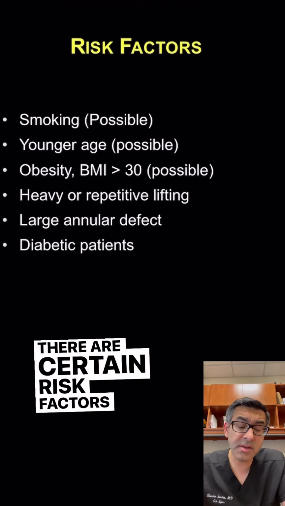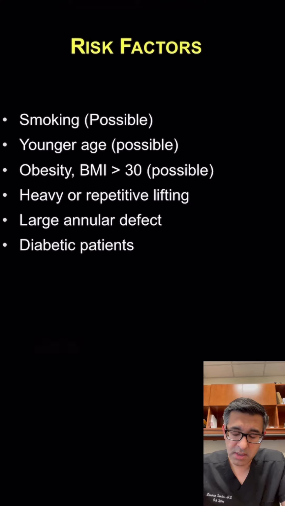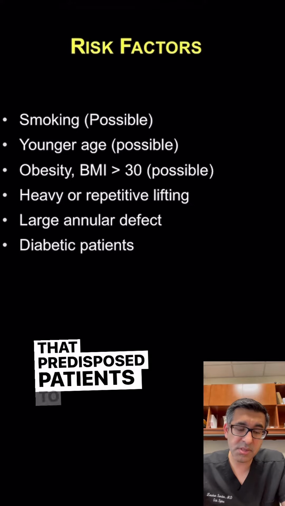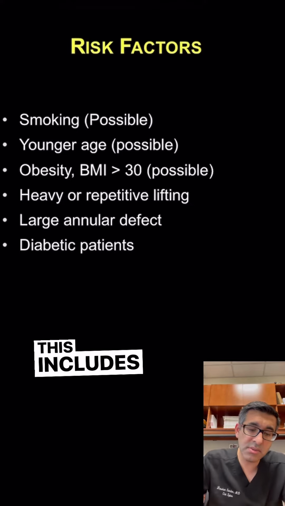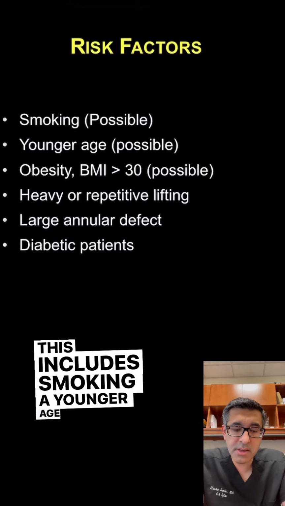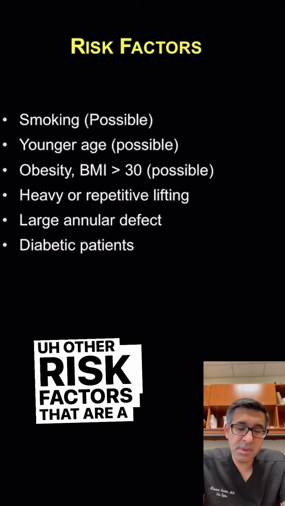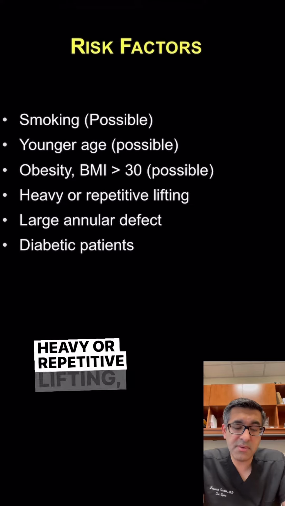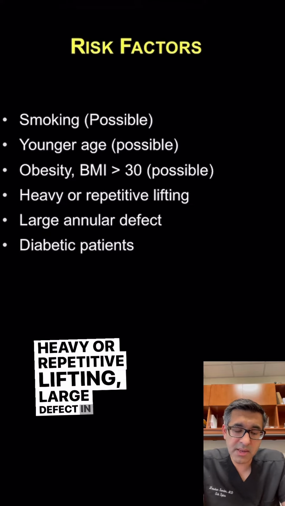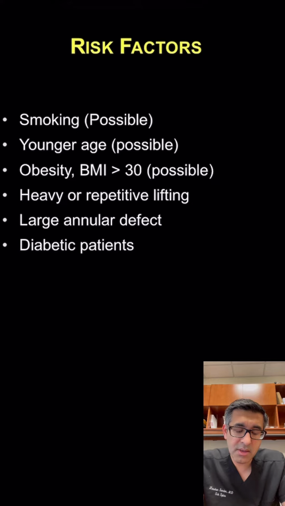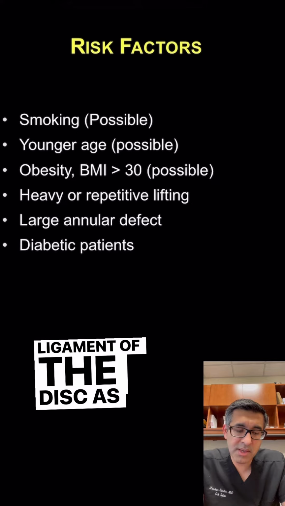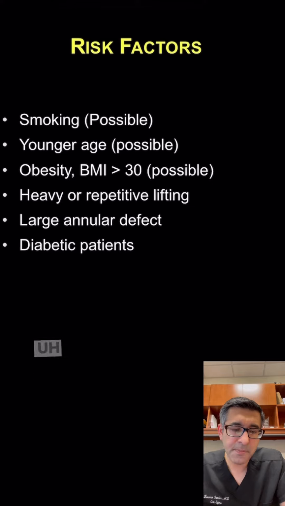There are certain risk factors that we think are possible that predispose patients to having a recurrent disc herniation. This includes smoking, a younger age, or a BMI more than 30. Other risk factors that are a bit more established are heavy or repetitive lifting, large defect in the annular ligament of the disc, as well as patients with diabetes.